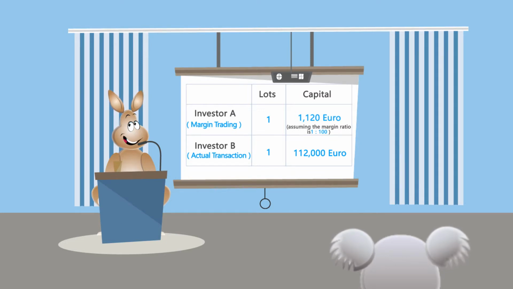Since Investor A uses foreign exchange margin trading, 1,120 euros are needed as capital if applying leverage of 1 per 100. Investor B, on the other hand, will need 112,000 euros as capital according to the current exchange rate. Comparing these two methods, foreign exchange margin trading means achieving a higher return on investment using a smaller amount of money, but the corresponding risk will be increased.